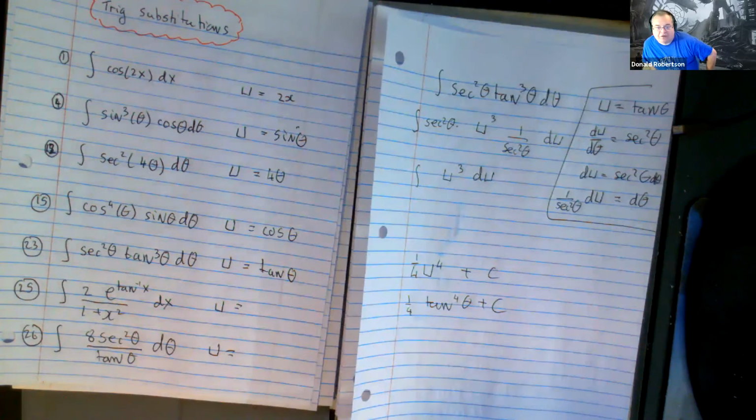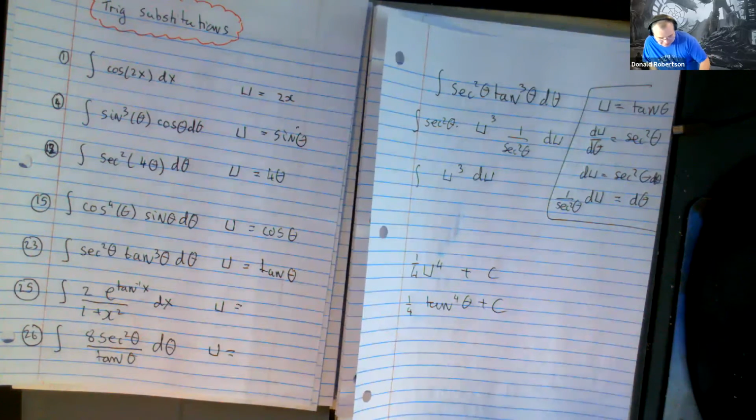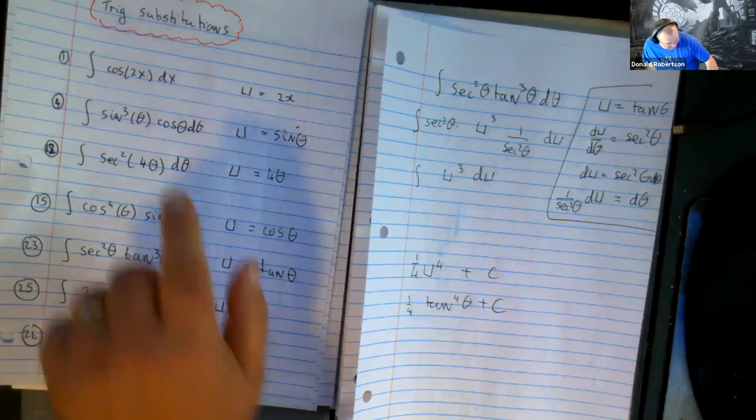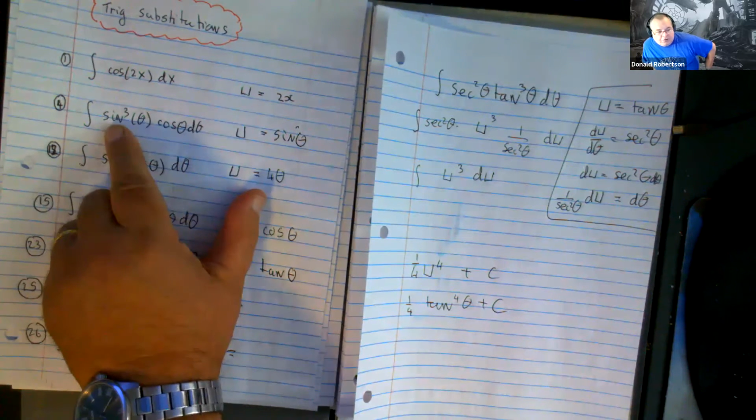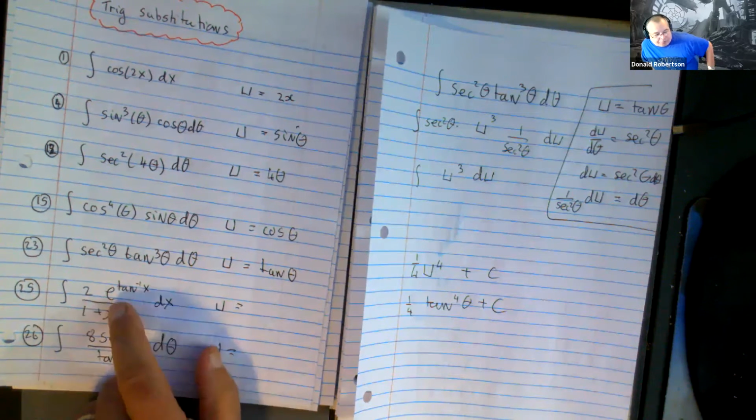So if you ever see an integral involving secants and tans, as we do here, then your u sub is either going to be the secant or the tan. If you ever see a combination of sines and cosines, then your u sub is going to be the sine or it's going to be the cosine, depends on the question. Okay. What would the u sub be in 25?